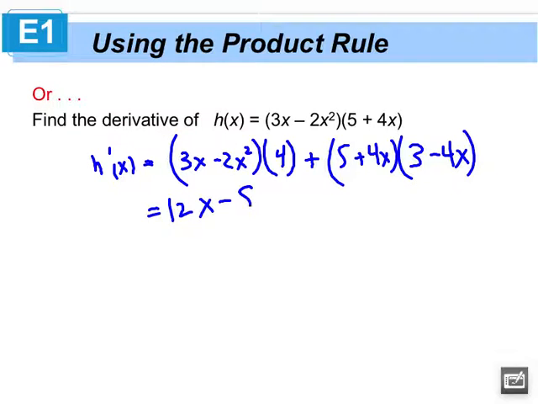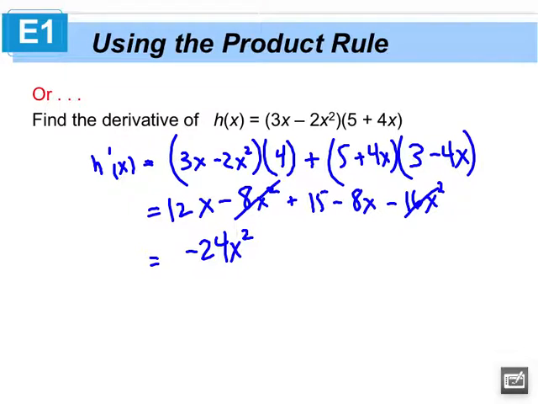Equals 12x minus 8x squared plus 15, that's 12 minus 20 is negative 8x minus 16x squared. Did I do that right? Yeah. Okay, good. Which means negative 24x squared plus 4x plus 15. Please tell me that's the same answer. Okay, good.